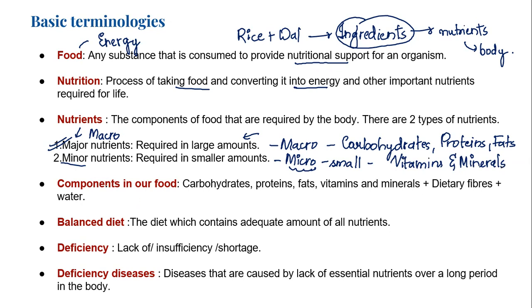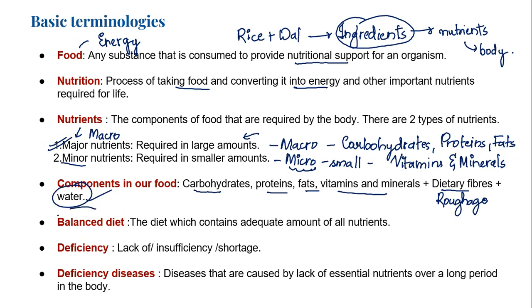Okay, then like I said, the components in our food are, apart from these nutrients that are there, like carbohydrates, proteins, fats, vitamins, and minerals, another important component of our food is dietary fibers, or we can also call it the roughage. Okay, and water is also a very essential component in our food.